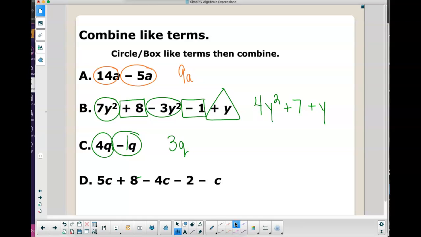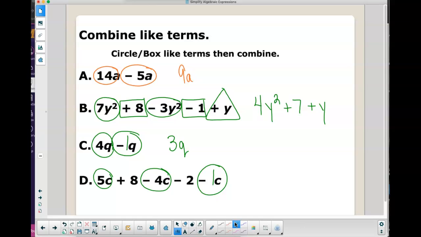Okay, letter D. I'm going to start with a circle. So I'm going to circle the 5C. Does anything else get circled? Tyler? Minus 4C. Anything else get circled? Maybe? Minus C. Remember, I can put a 1 in front of there, so minus C. That gets circled.